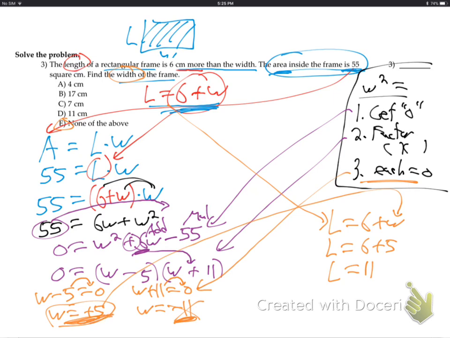So the width is 5. We threw away the negative because widths and lengths can't be negative, but it turns out that is the other positive answer. The length is 11. There we go.